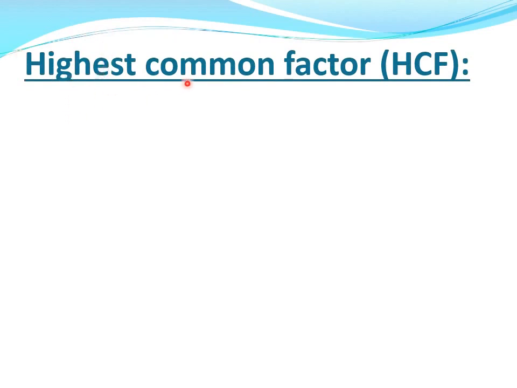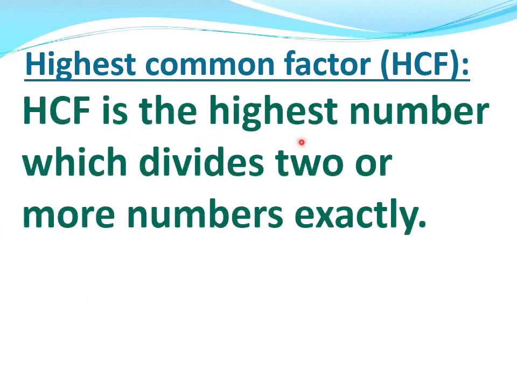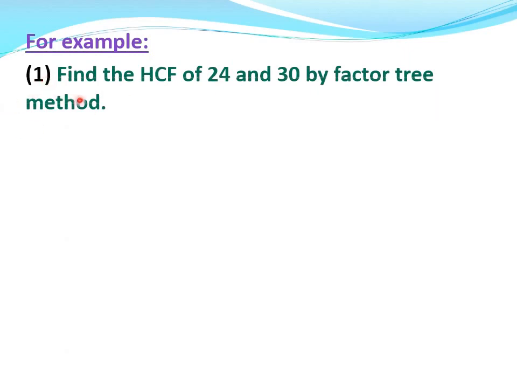Now highest common factor, HCF. HCF is the highest number which divides two or more numbers exactly. I will explain with examples. For example, question number 1: find the HCF of 24 and 30 by factor tree method.